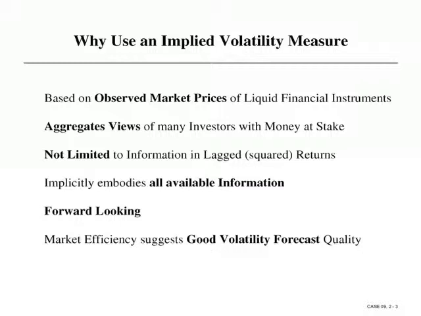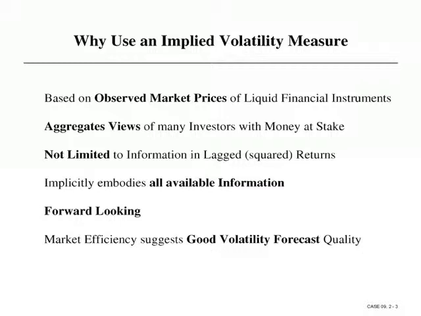It is not limited, as realized volatility or variance is, often to just looking at lagged squared returns in terms of how it forecasts implicitly volatility. That is, if market participants expect an important policy announcement, a shift, a war, some other catastrophe, or good news, that could be incorporated in their forecast. It would be much harder to do using the realized variance or volatility framework. It implicitly embodies, hence, all available information.